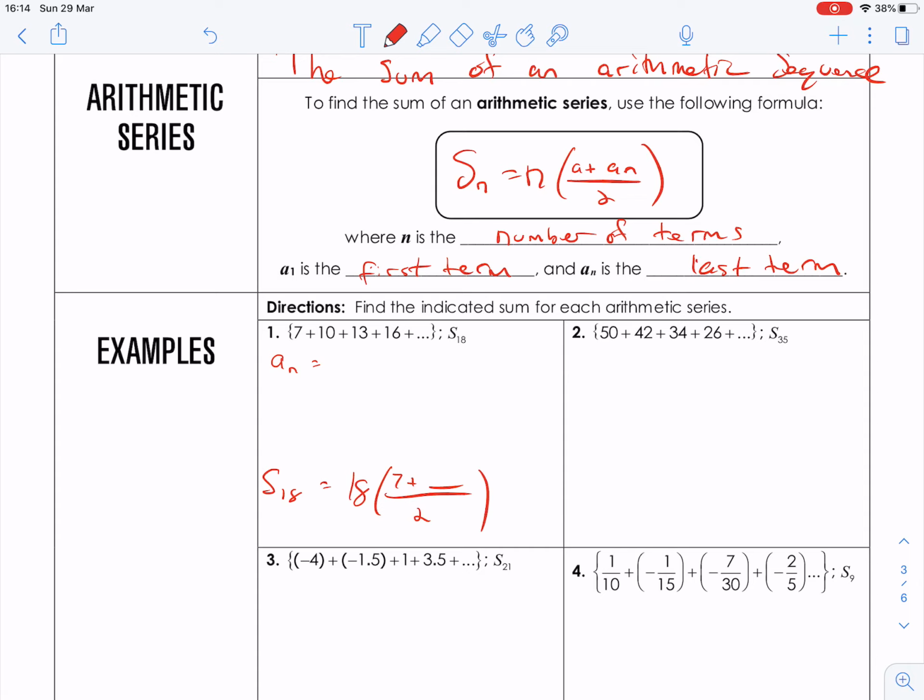And we know A of n is going to be the first term plus the difference. What's the difference? 3 times whatever the last term is here. And since we know it is 18, it's going to be 3 plus 3 times 17, which is 58. So we plug that in, and there we go. And that's going to equal 585.